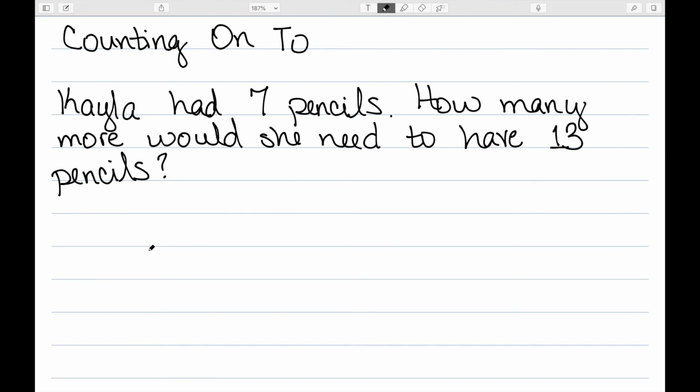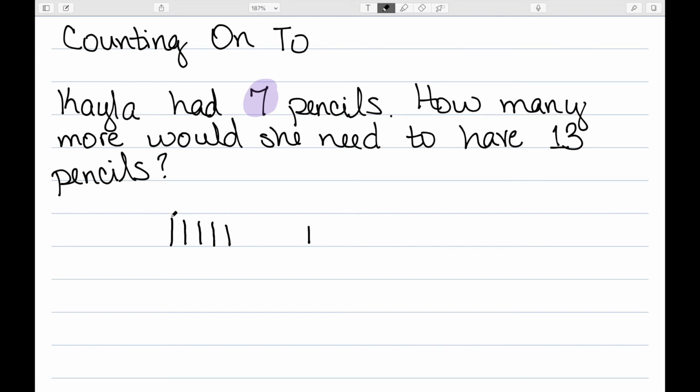For the counting on to method, a child begins with the smaller number given and counts up to the larger number. Let's look at an example of this. Kayla had 7 pencils. How many more would she need to have 13? So in this case, the child would start with the 7 and count up to 13, slowly raising fingers. So we go 7, 8, 9, 10, 11, 12, 13.